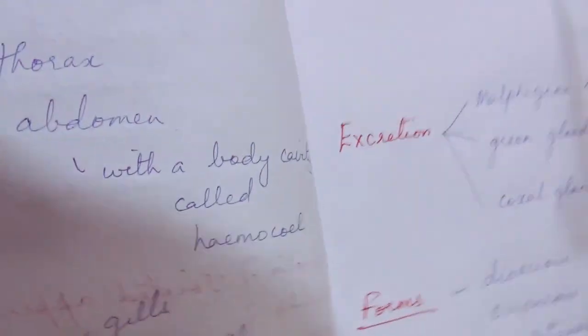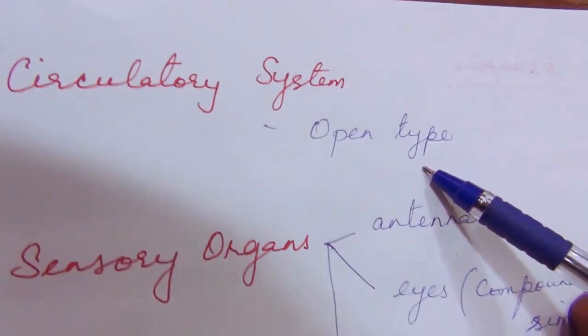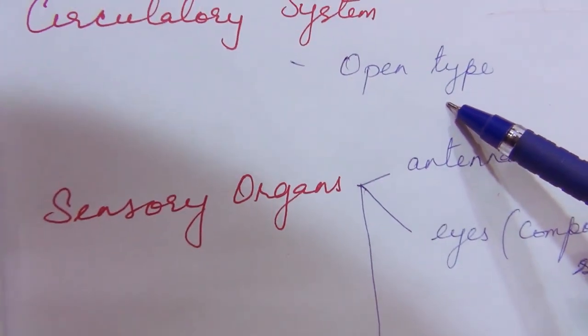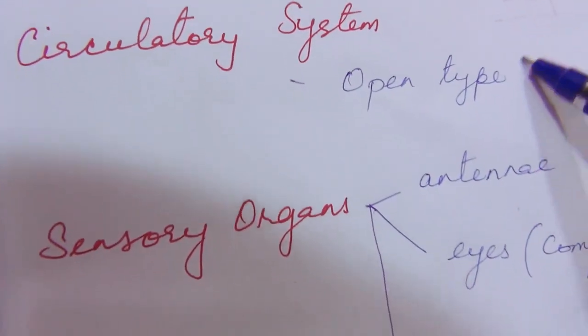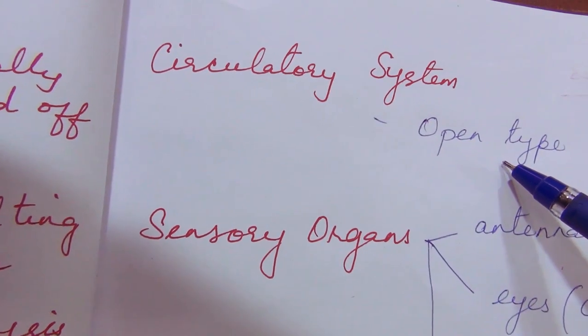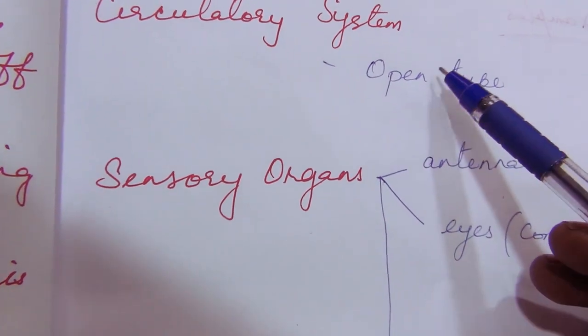Coming to the circulatory system, it is open type. Children, this is a lower form of animal. It is like what we have seen already. It is one channeled, isn't it? So, no blood vessels are present in this lower form of animals, arthropods.